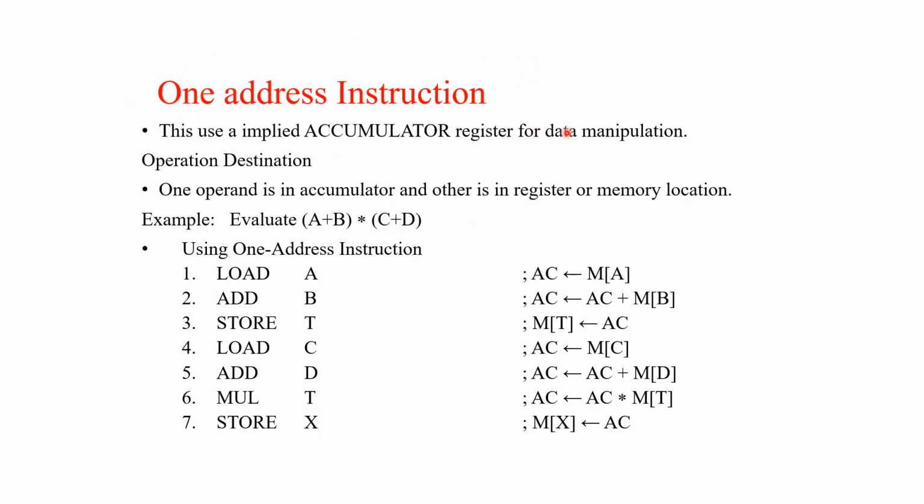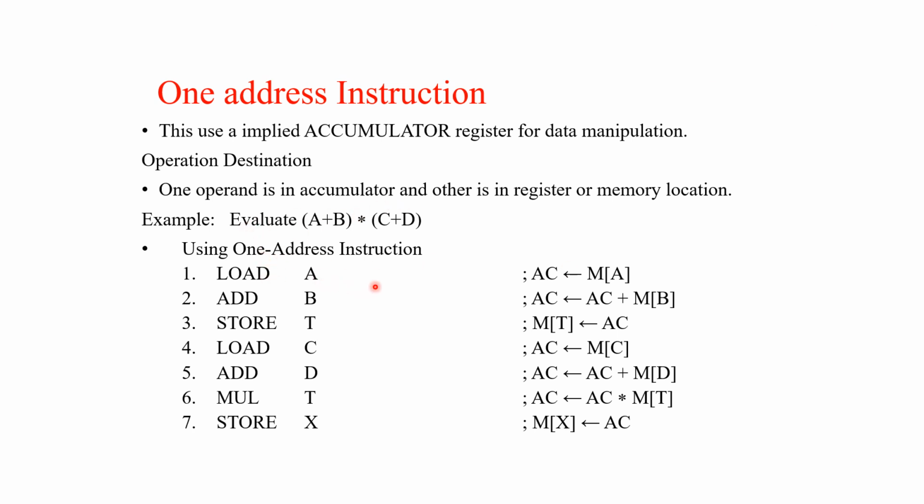One address instruction utilizes an implied accumulator register for data manipulation. In this instruction format, one operand is stored in the accumulator while the other operand is specified as a register or memory location. This design simplifies the instruction set and makes it easier to perform operations. The example shows the expression using a one address instruction set. Here is the explanation of each instruction.